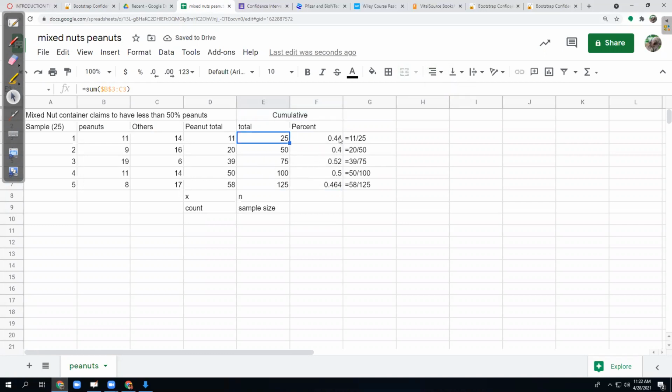So at first, with just 25, I had 44% peanuts. Then after 50, accumulating those previous 25, I was at 40%. I had another 25, 75 total. That put me up to 52% peanuts. Then it dropped down to 50% peanuts, and then all of a sudden it was 0.464.